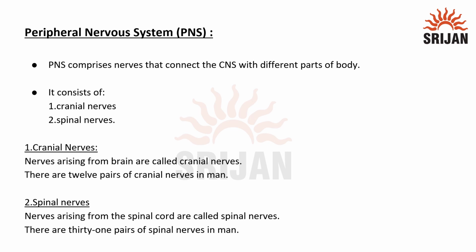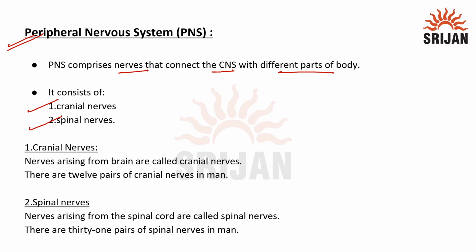Peripheral nervous system. We know that the nervous system is divided into two types, that is CNS and PNS. CNS stands for Central Nervous System, which includes the brain and the spinal cord, whereas PNS stands for Peripheral Nervous System, which consists of the various nerves that connect different parts of the body with the CNS. So the PNS comprises the nerves that connect the CNS with different body parts, and it consists of the cranial nerves and the spinal nerves.